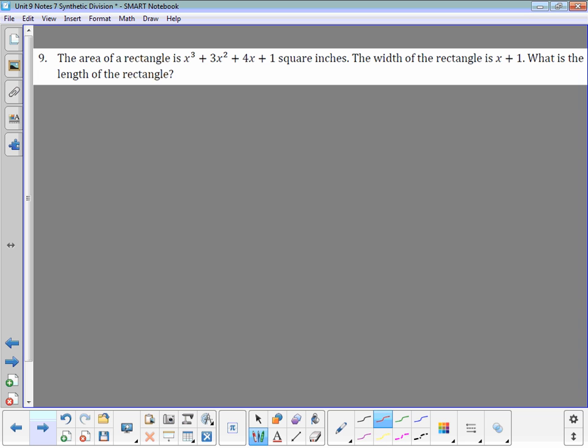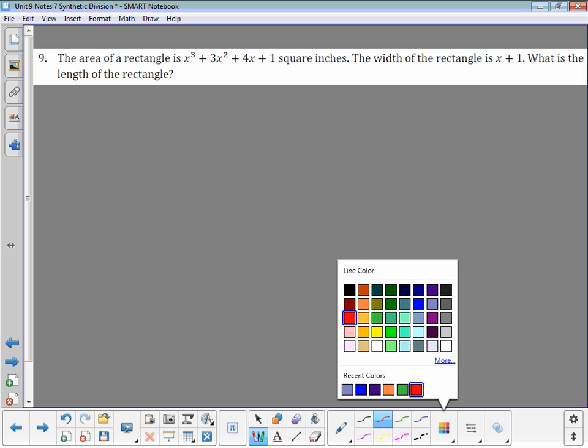Let's take a look at this word problem. Okay, this word problem doesn't actually require too much more than what we're doing. It says the area of a rectangle is x cubed plus 3x squared plus 4x plus 1. The width of the rectangle is x plus 1. What is the length of the rectangle? Well, we know that area is length times width. So if we divide the area of the rectangle by the width of the rectangle, we will get the length of the rectangle. So that's what we're going to do.